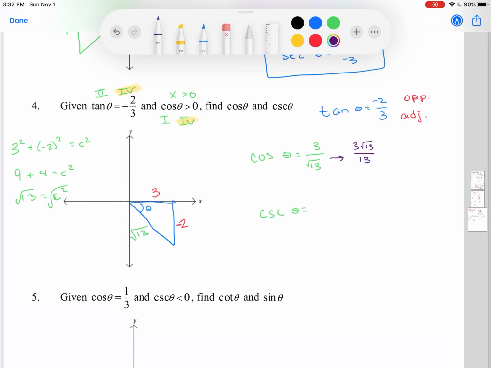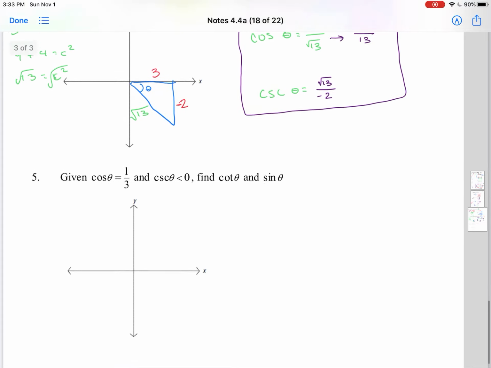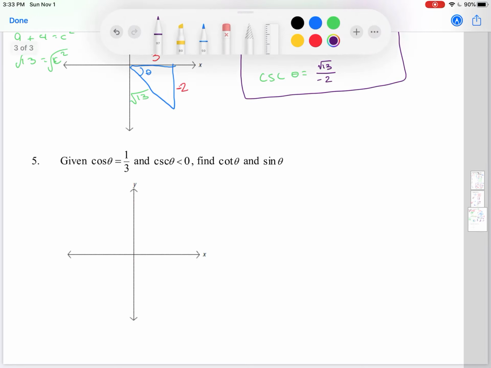All right. Cosine, we're going to do our adjacent over our hypotenuse. However, we don't like that completely, so it's going to now be 3 root 13 over 13. Cosecant of theta is the opposite version of our sine. So instead of doing opposite on top, I'm going to do the square root of 13, my hypotenuse, divided by my opposite, which will be -2. And there you have it, our 2 trig functions for question 4.